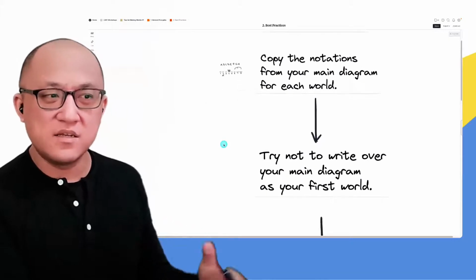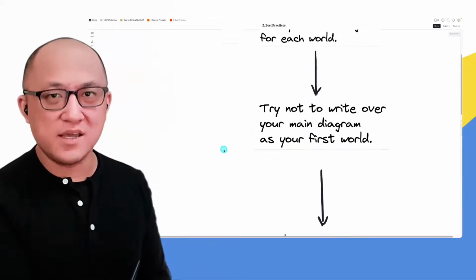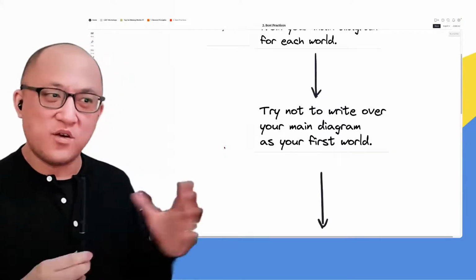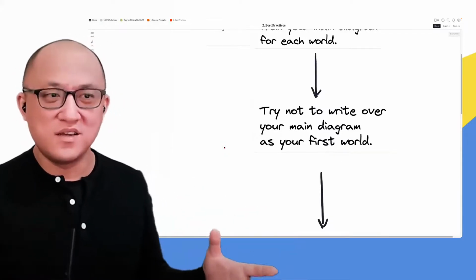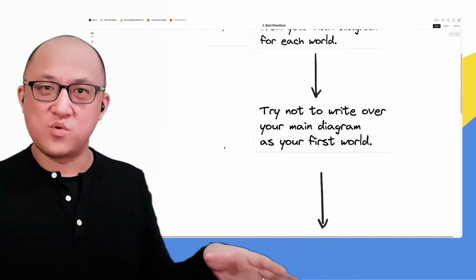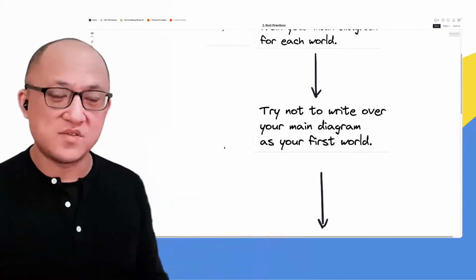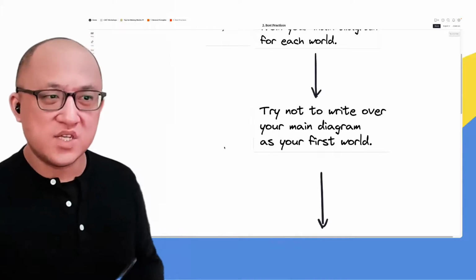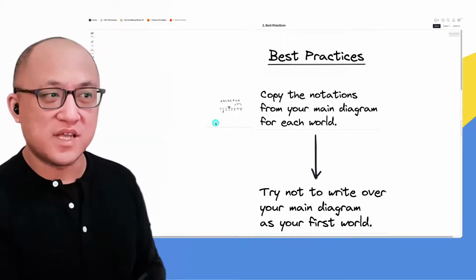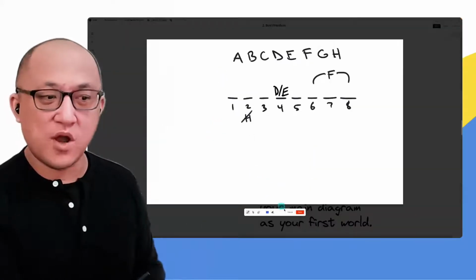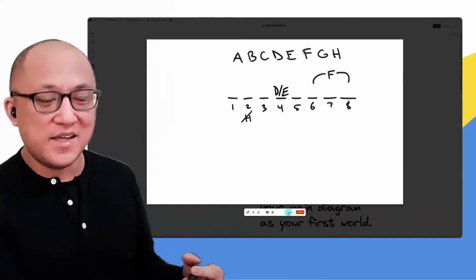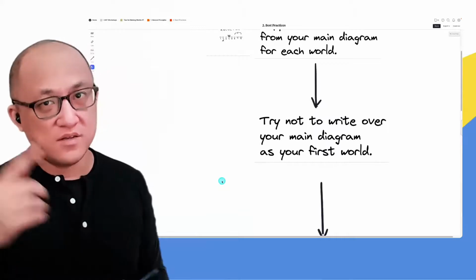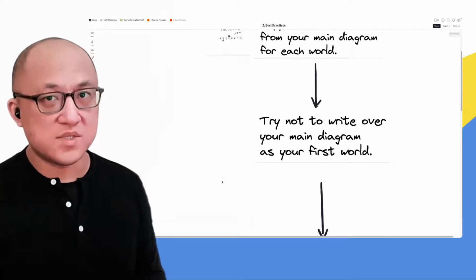Related to that, try not to write over your main diagram as your first world. Now, I know the temptation. It's like, well, I already drew these slots. Let me make that my first world. I don't need to draw out another set of slots, right? I think the problem with that is if you do have rules like this that were on your main diagram, I do like to preserve those because sometimes you're going to get a question. The last question could be a rule substitution question.